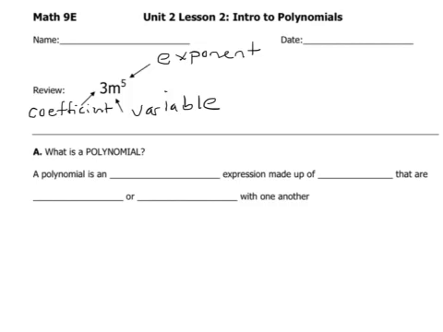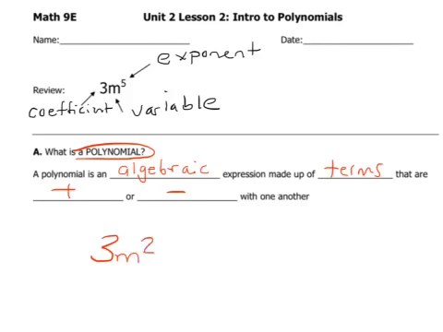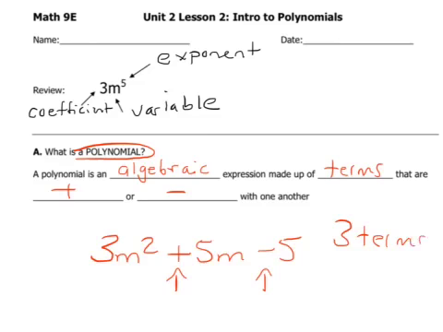Now we're going to get into the next little part, which is something called a polynomial. A polynomial is just a bunch of terms that are adding and subtracting one another. So the blank here would be: a polynomial is an algebraic expression made up of terms that are adding or subtracting with one another. So an example would be 3m squared plus 5m minus 5, because they're being separated by adding and subtracting signs. So that means you would have one term, two terms, three terms. And we already did this, and it's just a review because we're going to expand on it.